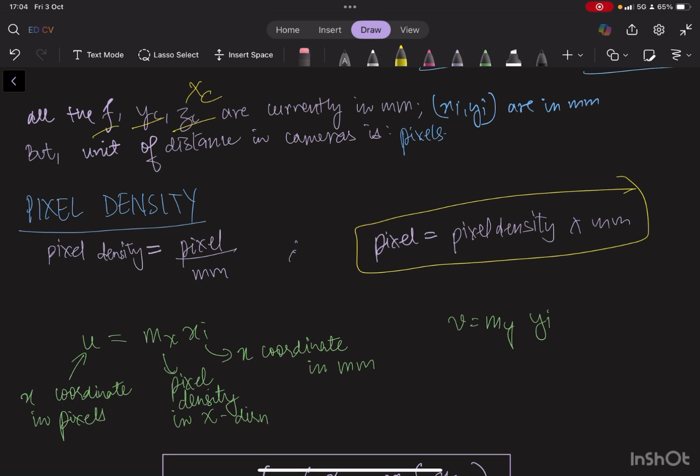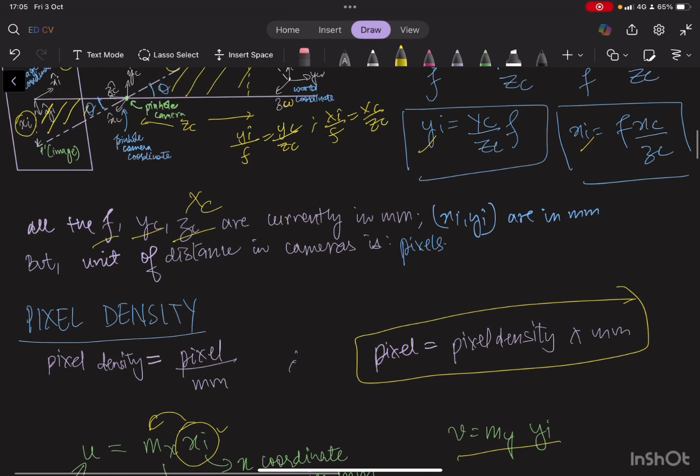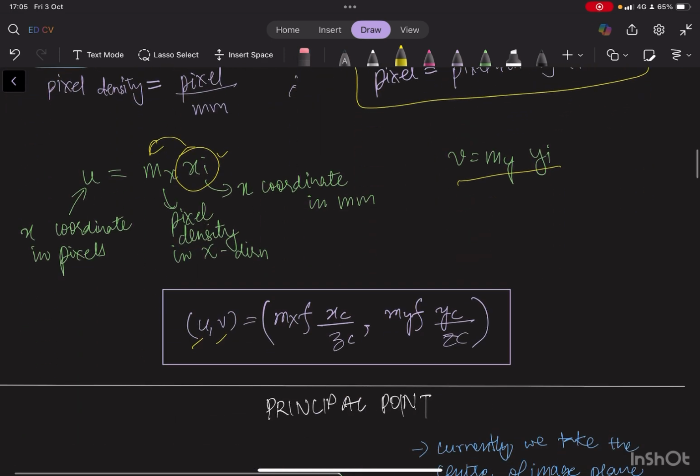So what we have to do is just multiply the x coordinate in millimeters by a pixel density that we are defining in the x direction. So we have u, the x coordinate in pixels, equals mx times xi. In a similar way we will have v, that is my times yi. Alright, so the coordinates of the image in the image plane are now u and v, that is, the above equations multiplied by their pixel densities. So this is just mx into xi comma my into yi.